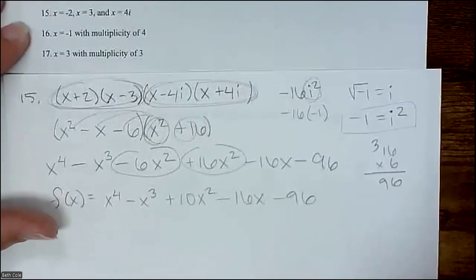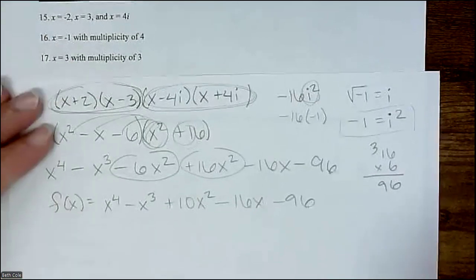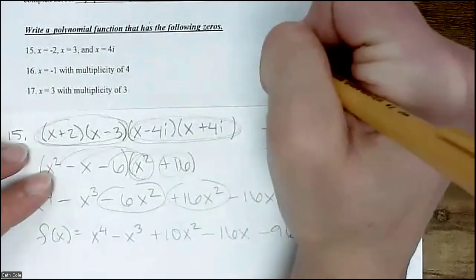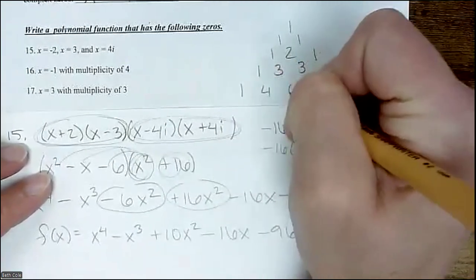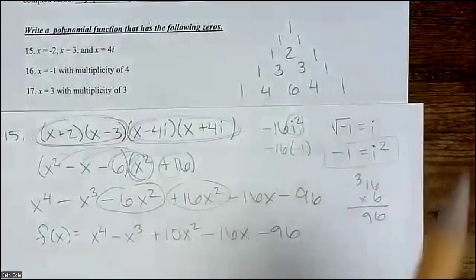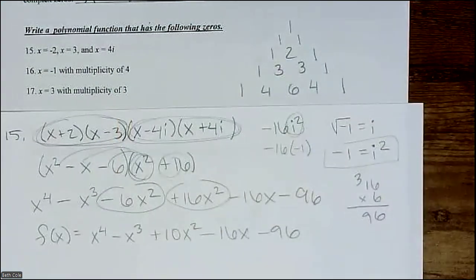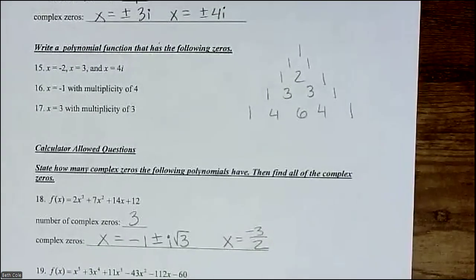All right, now these two. -1 with a multiplicity of 4, 3 with a multiplicity of 3. That is going to be your triangle. Do you guys remember this? Now, I only went up to a multiplicity of 4, so you don't need to go any further. But you're just adding the numbers above. And about half of you said you saw that last year. So about half of you, it wasn't even new for you.